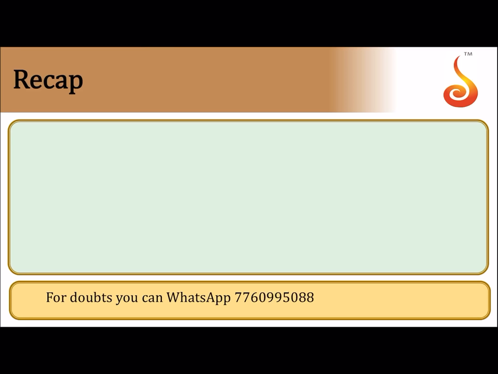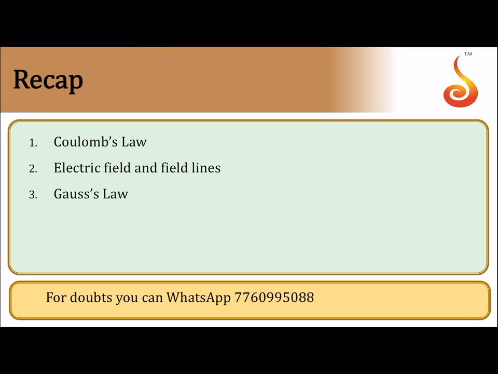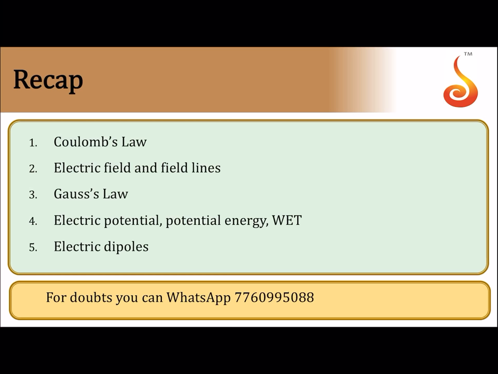Again, just to start, a quick recap on what all we have in this chapter. We have Coulomb's law, which is over. We have electric field, which is now over. We'll be introducing field lines today. And field lines will get on to Gauss's law. And then we have potential, potential energy, work-energy theorem, and finally electric dipoles. So Coulomb's law is done, electric field is done. This is what we will do today, along with a bit of Gauss's law.